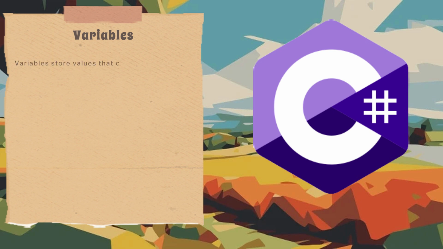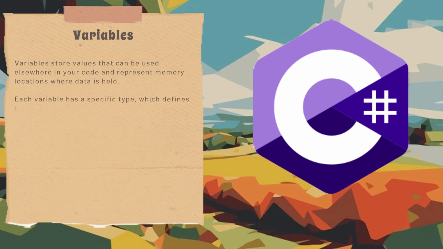Variables store values that can be used elsewhere in your code and represent memory locations where data is held. Each variable has a specific type, which defines the kind of value it can store.